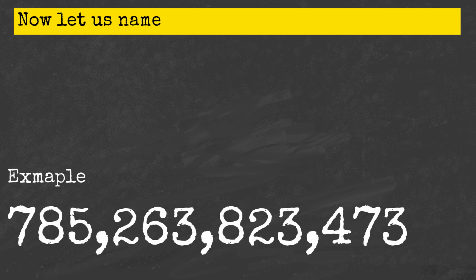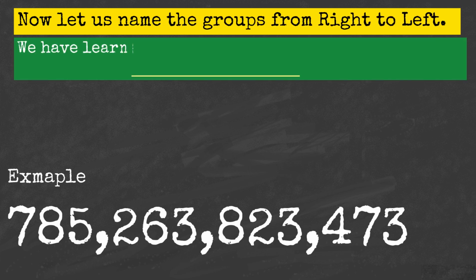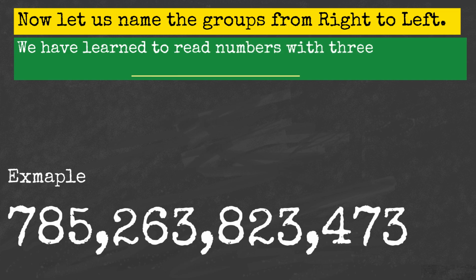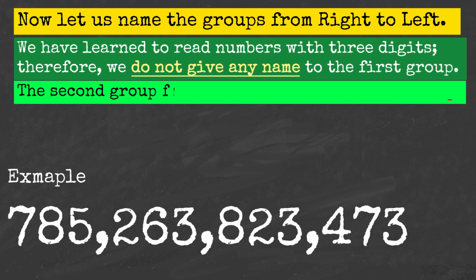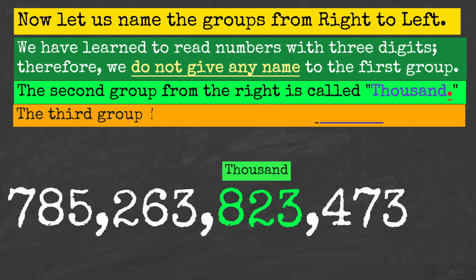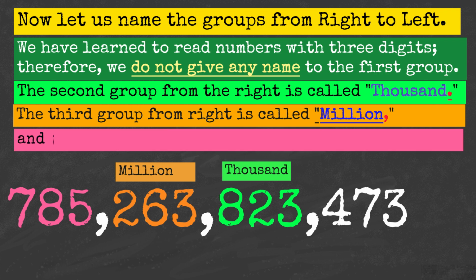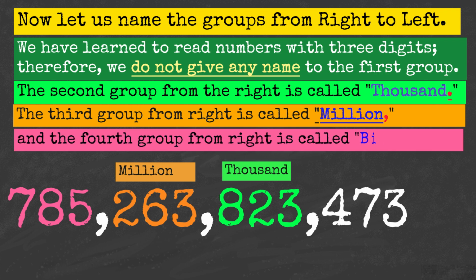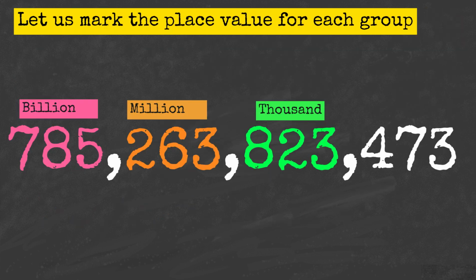Now let us name the groups from right to left. We have learned to read numbers with 3 digits, therefore we do not give any name to the first group. The second group from the right is called thousand. The third group from right is called million. And the fourth group from the right is called billion. Let us mark the place value for each group.